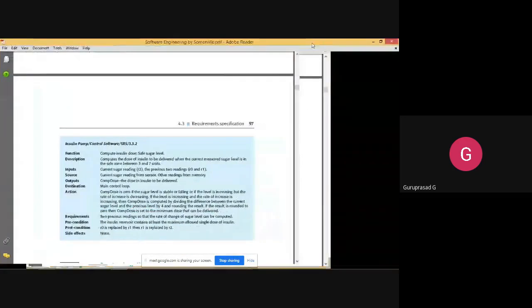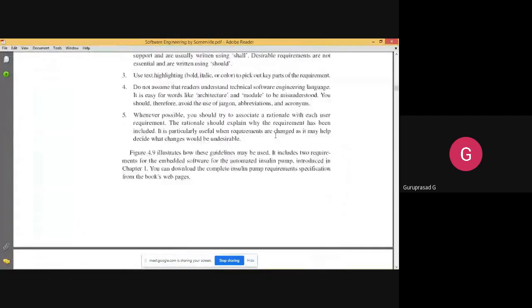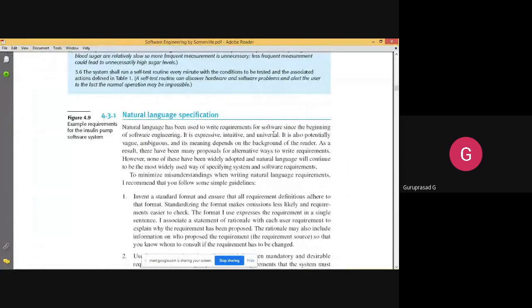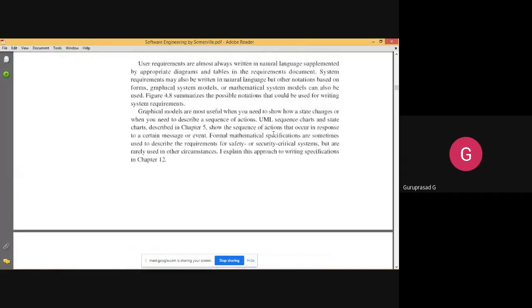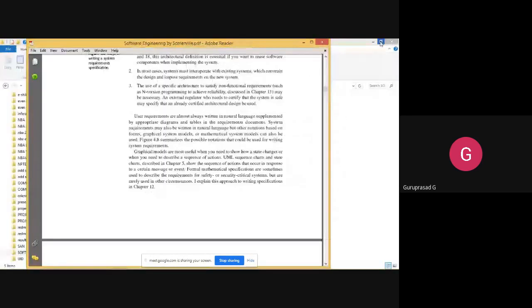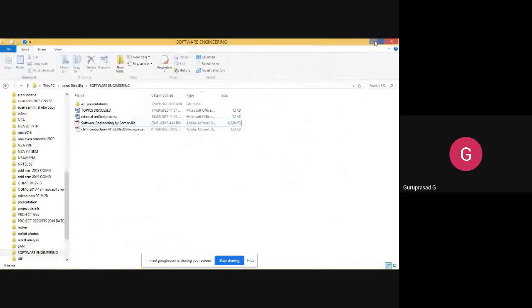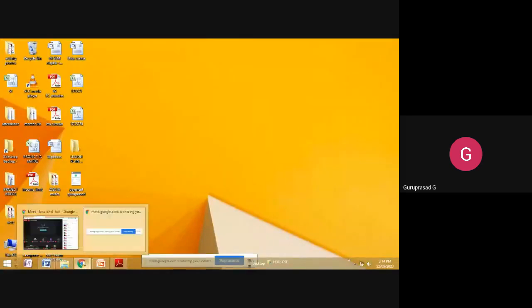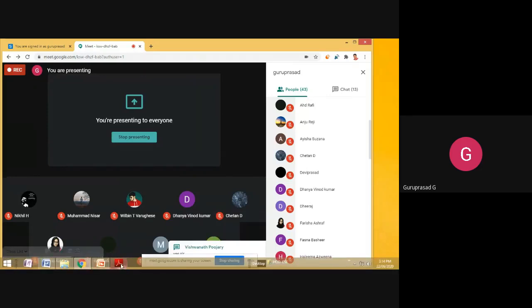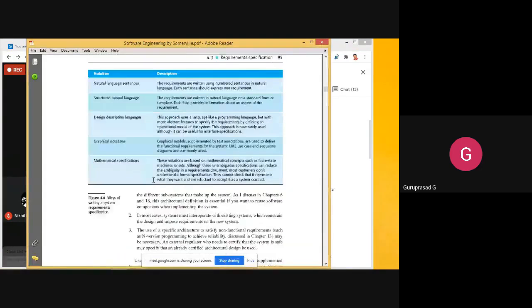Okay. I hope you are able to see the screen. Are you able to see the screen? Anybody, please mention. Are you able to see the screen? Students, can you see the screen? Yes, okay. See, I'm showing this, okay?